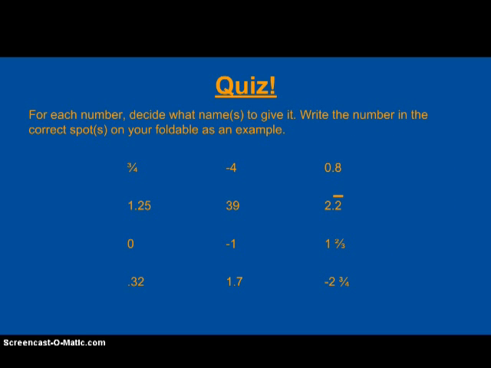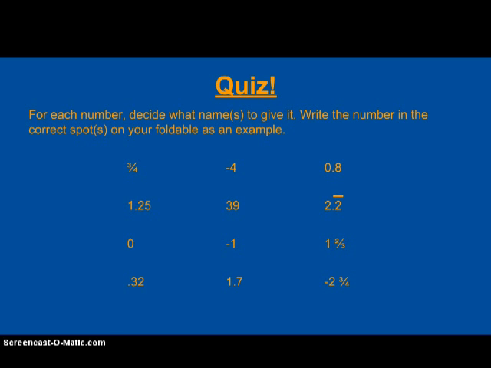I want you to go ahead and look at each of these numbers. For each of the numbers, you're going to decide what name or names to give it. You're going to write each of these numbers in the correct spot or spots on your piece of paper. As an example, you see on your notes page there's a column at the very end for examples. I want you to look at 3/4 and tell me, where would 3/4 go? Could I write it in the whole number spot as an example? If not, then you want to not put it there. Maybe it's only a rational number. Maybe it's not an integer, a whole number, or a counting number. So I would probably only write 3/4 in the rational numbers example.